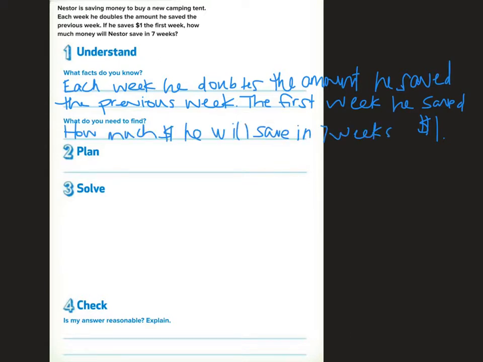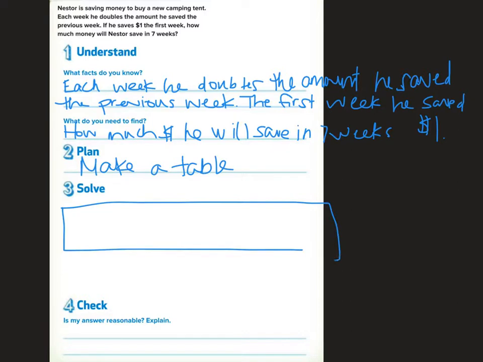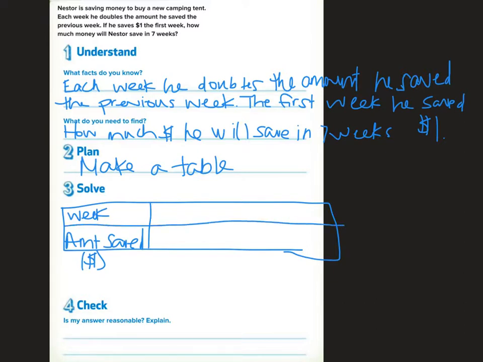Okay, then our plan, make a table. That's always going to be our plan for today because that's what we're practicing to solve. I know you might be able to solve in a different way, but we're practicing the strategy of making a table today. So that's what we're going to do. Okay, so let's make our table here. All right, so first we have our week, and then we have amount. I'm going to abbreviate it to AMT, saved. We should also write that it is in dollars. Okay, I'm doing my best to make a table on an iPad.